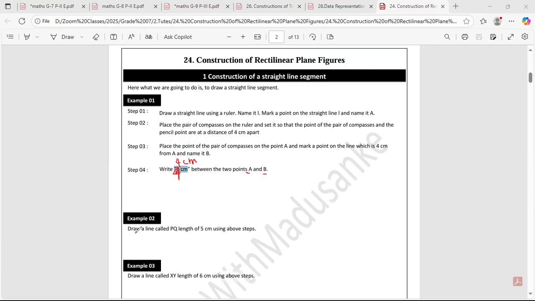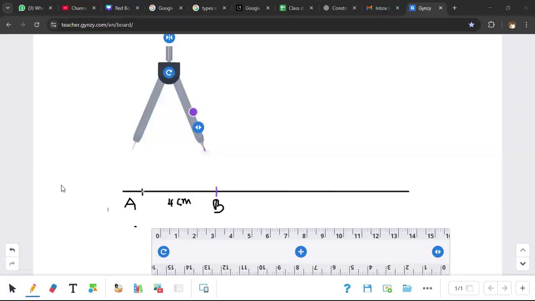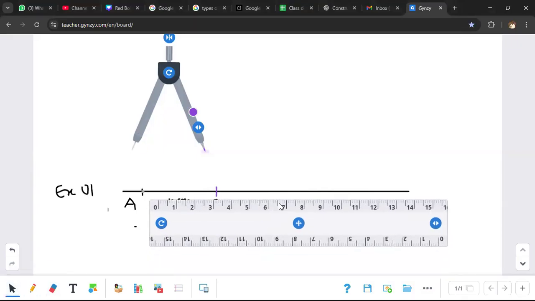Okay. So now you are going to draw a line called PQ. Length is 5 centimeters. So you have to use the above steps. Okay. Let's see how to do that. I am going to share the screen. So this is my example number 1. So now I am going to do example number 2.